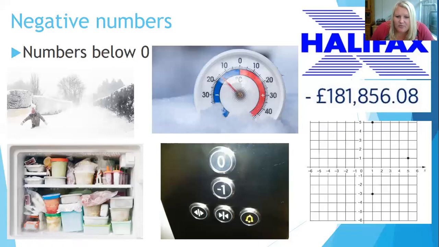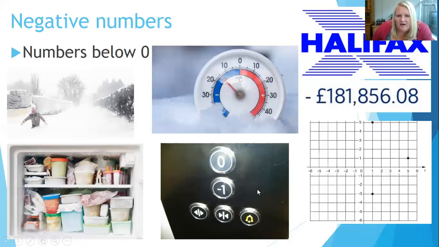Another time is in coordinates. You might have seen a coordinate grid that looks like this. When we've got our 4 quadrants, we talk about going into the minus numbers here. So 0 is the point where the X and Y axes meet, and then they go like this. If you've not done these yet, don't worry, you're going to do them at some point in Year 5.